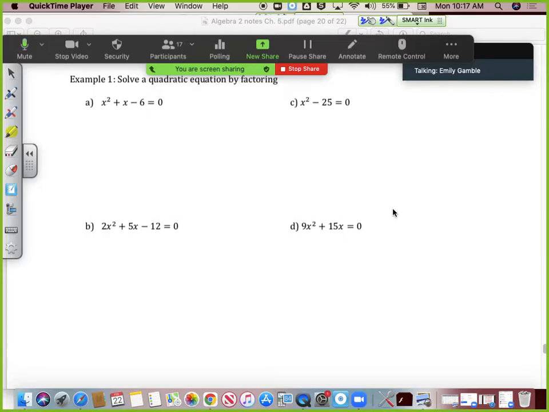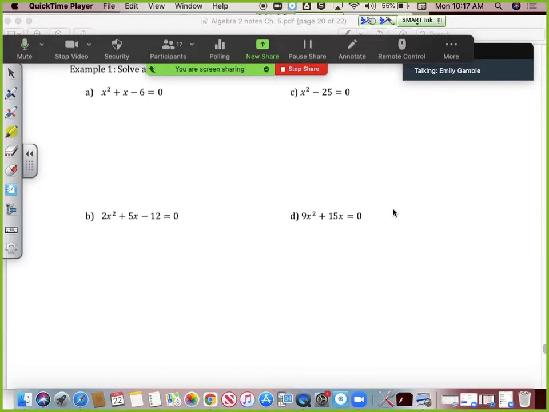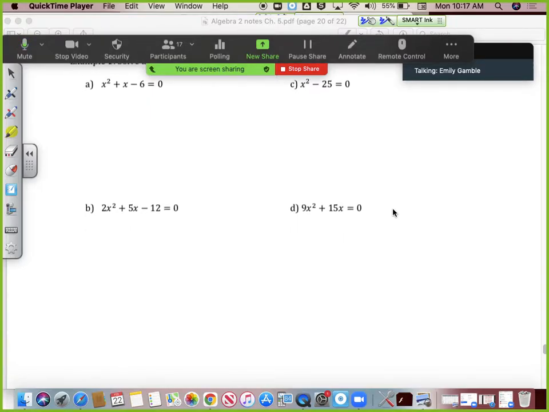So letter B and letter D are going to be different types of questions. These ones are a little bit more difficult. If I look at letter B, the first thing I notice is that the A number, the leading coefficient, is not 1, which means when I go to factor, this process is going to take longer than normal. I like to first figure out if there's a greatest common factor that I can take out of everything, and I have 2, 5, and negative 12. There's not a common number or variable I can take out, so I have to deal with it.